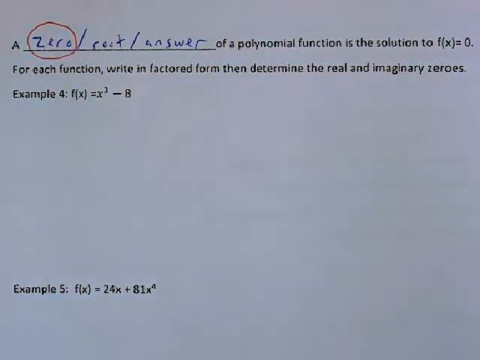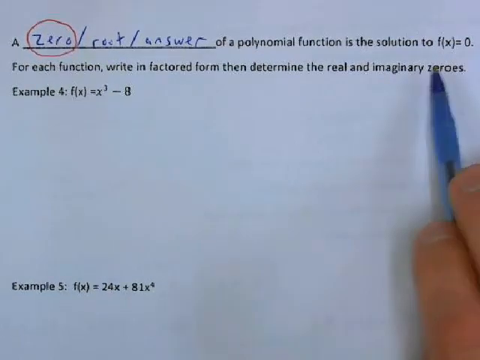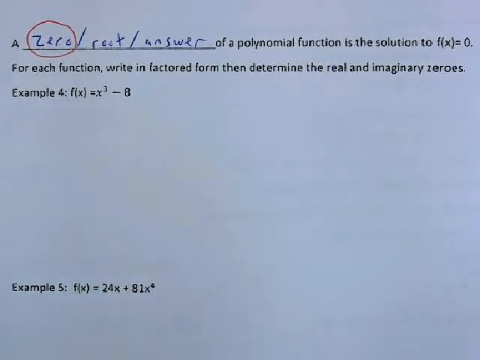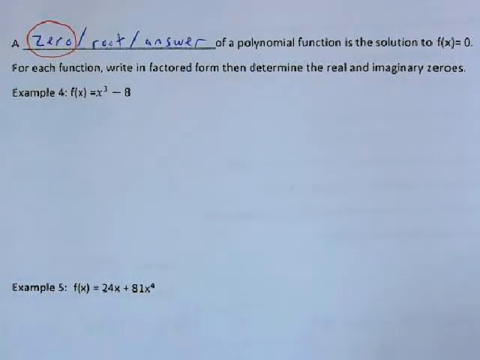Okay, so you're going to see find the zeros. Well, that just means set your equation equal to 0 and solve, like we've been doing. Okay, so just a different name for the answer. A 0 or root or answer of a polynomial function is the solution to f of x equals 0. So again, we set our function equal to 0. For each function, write in factored form, then determine the real and imaginary zeros.